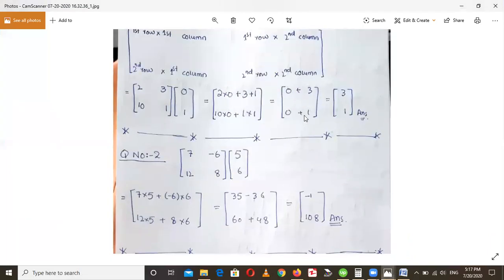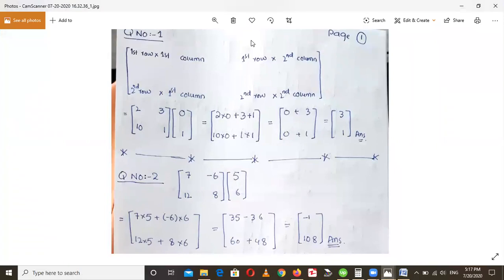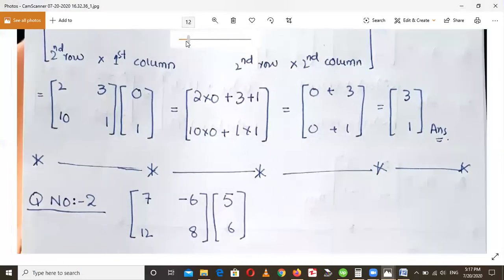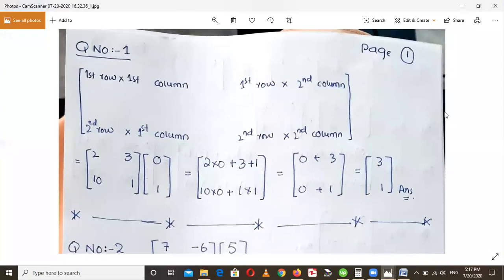Now look at this question. How can two matrices be multiplied? There is a specific method for that. Let me zoom in. This is question number 1. This is also a matrix. How can we multiply two matrices with each other? In the left topmost corner, you have to multiply the first row with the first column. In the uppermost right corner, we have to multiply the first row with the second column.